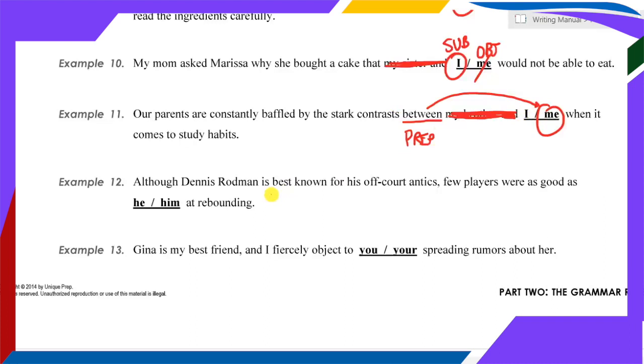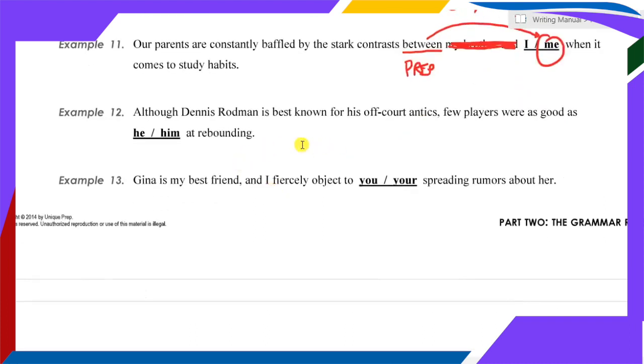Example number 12, although Dennis Rodman is best known for his off-court antics, few players were as good as he/him at rebounding. Well, we said that after than, like, as, or forms of to be, we needed to use a subject pronoun, not an object pronoun. Few players were as good as he at rebounding. Few players were as good as he was at rebounding.